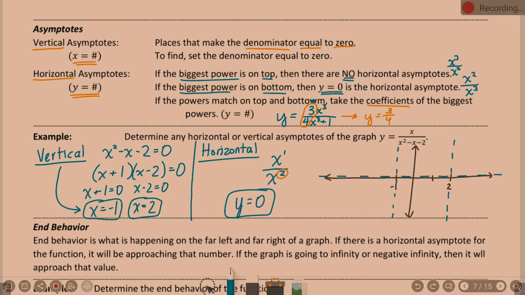Now, general rule of thumb here. You guys have worked with vertical asymptotes before. General rule of thumb is my graph does not cross or touch a vertical asymptote. Okay, that's the general rule of thumb. I don't have any exceptions off the top of my head. I'm not sure there are exceptions.